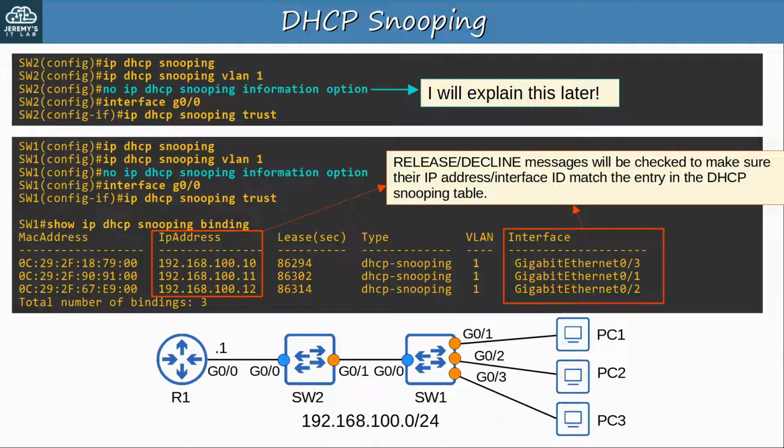As I mentioned in the previous slide, release and decline messages will be checked to make sure their IP address and interface ID match the entry in the DHCP snooping table. This prevents attackers from sending these messages on behalf of other devices in the network, causing the DHCP server to believe that they don't need their IP addresses anymore.